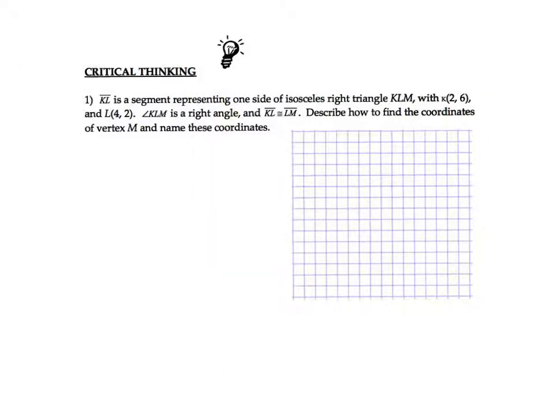So in our last example, we have that KL is a segment representing one side of isosceles right triangle KLM, with K at coordinates (2, 6) and L with coordinates (4, 2). Angle KLM is a right angle and KL is congruent to LM. We want to describe how to find the coordinates of vertex M and name these coordinates. So the first thing I'm going to do is draw x and y axes on this grid.